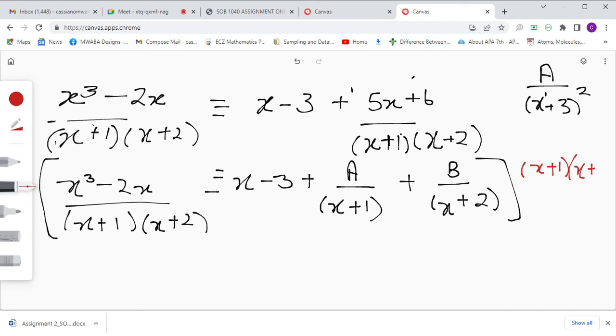I'm going to multiply throughout with our common denominator, right? So we'll start with our term here. If we multiply this expression with this term I've circled in 0, we're going to cancel out x plus 1 times x plus 2. So we're going to remain with x cubed minus 2x on our left-hand side.